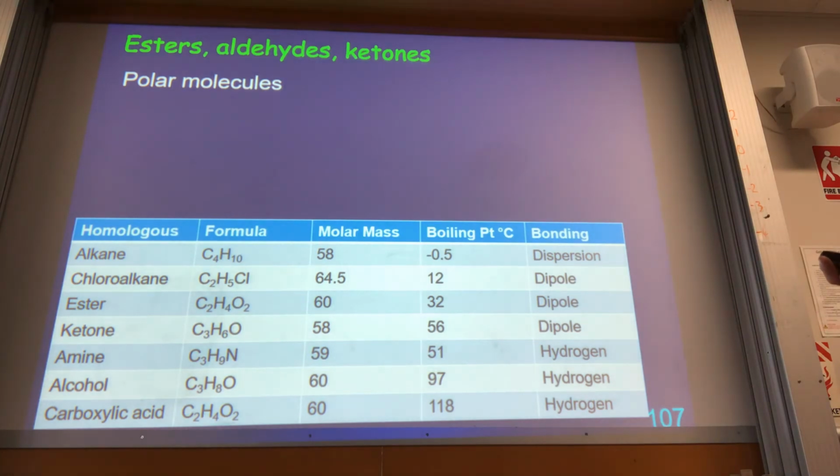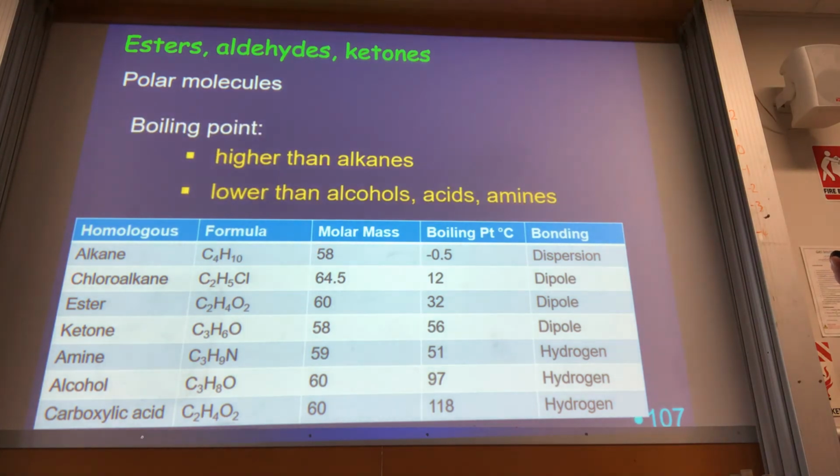Esters, aldehydes and ketones are polar molecules. They don't have OH or NHs, so they don't have hydrogen bonds, but they've got significant polarity. So higher boiling point than alkanes or haloalkanes, but a lower boiling point than acids, alcohols and amines. And we see the table there.